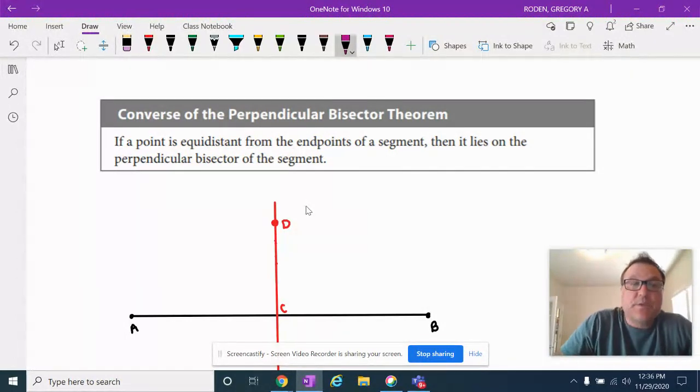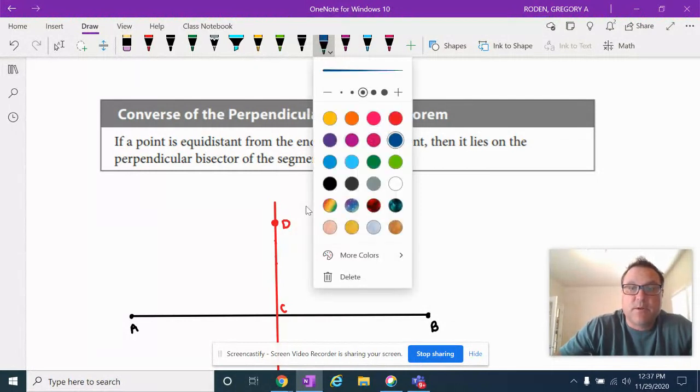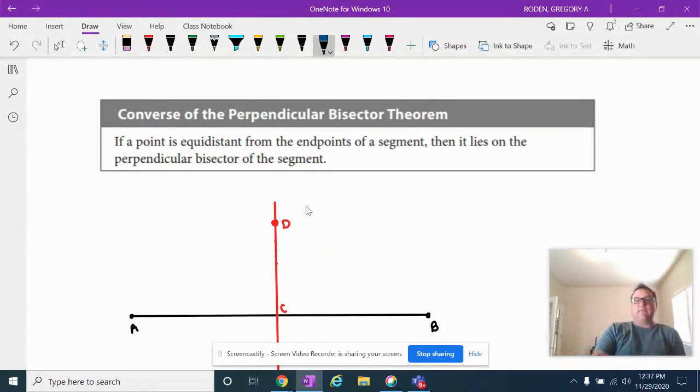Hey, welcome back. Let's take a look at this really quick. First of all, what do we get just from the given here? I'm going to change this color to blue. So what do we get from the given? The given is that the point is equidistant. So all we're given is that DA is congruent to DB.